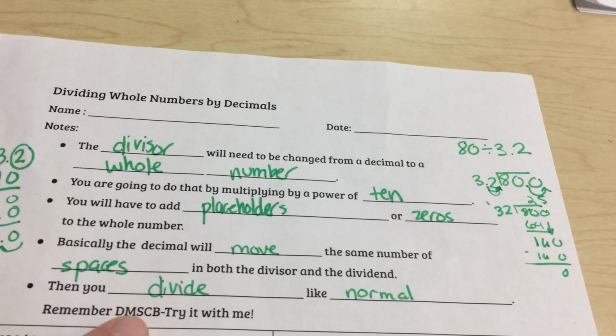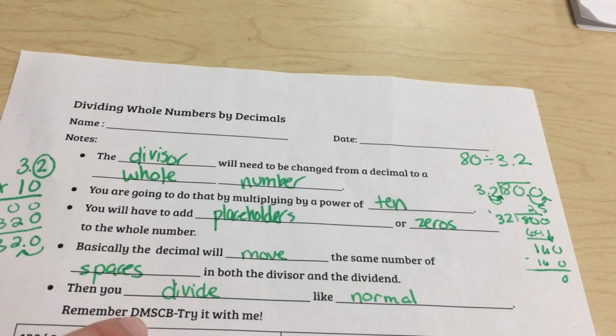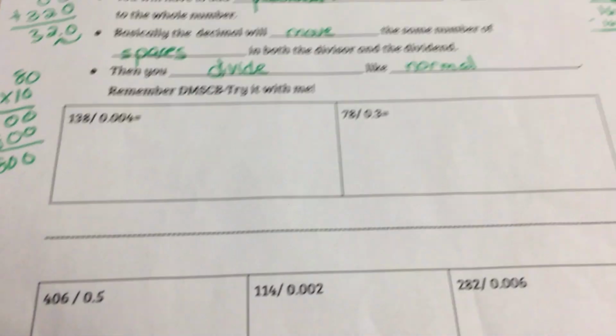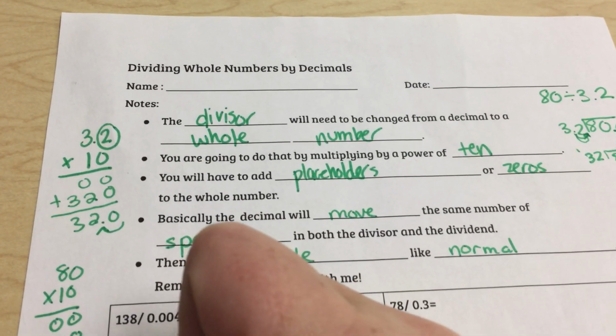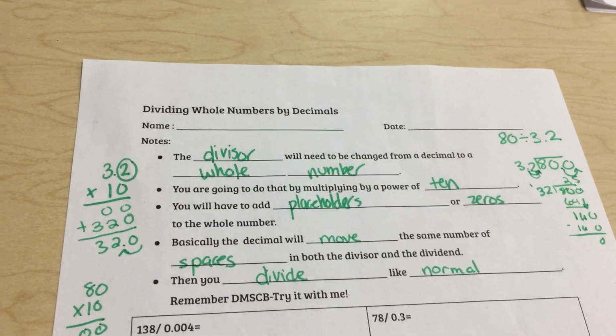All right, at the bottom I did put, to remember, DMSCB, which stands for divide, multiply, subtract, check, bring down. All right, let's try our first problem today. It's going to be 138 divided by 0.004.